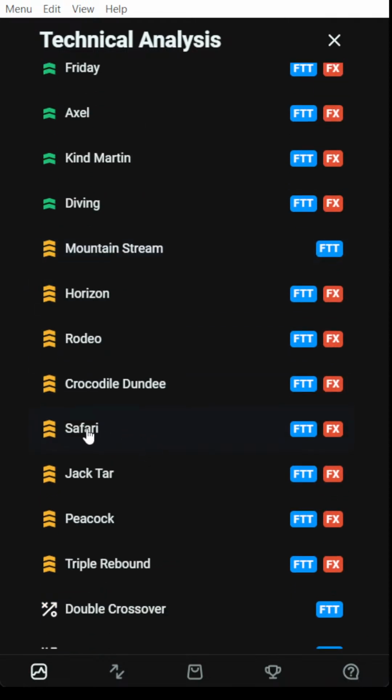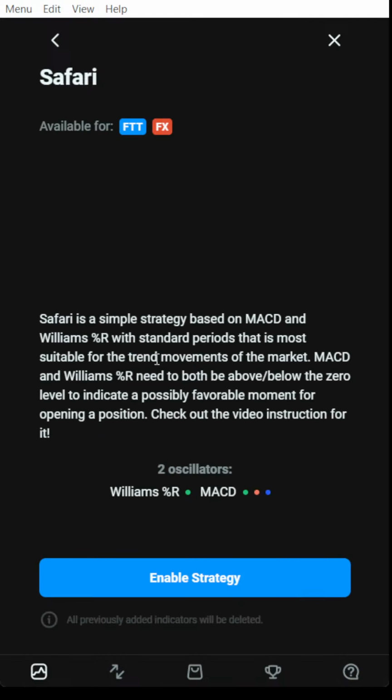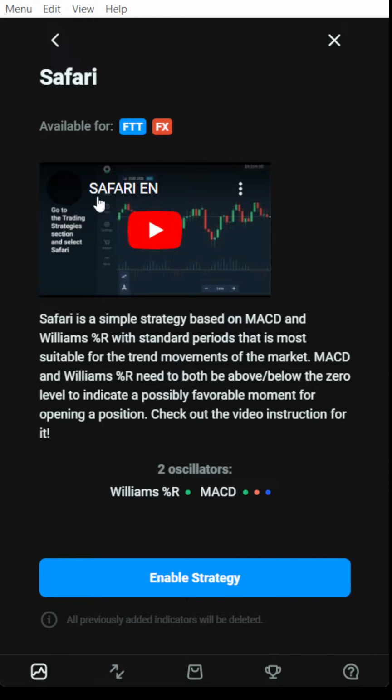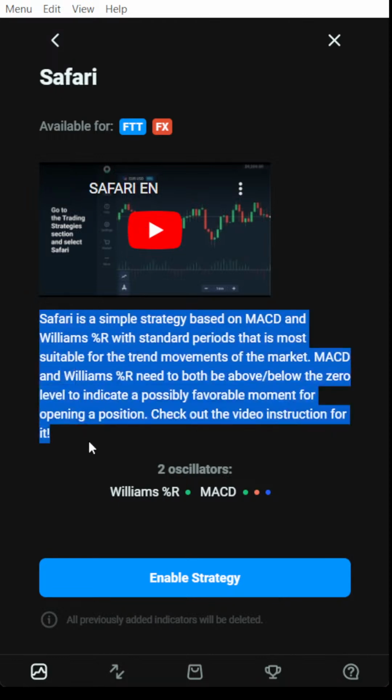So we have the strategy here. The name of the strategy is Safari. Once we click on the strategy, you can see there is a small video. The video is going to help you understand. If you have some kind of confusion, you can check this video. It will not take more than 2 minutes of yours. Downside, you can see there are the basics of the strategy, and we need to enable the strategy over here.